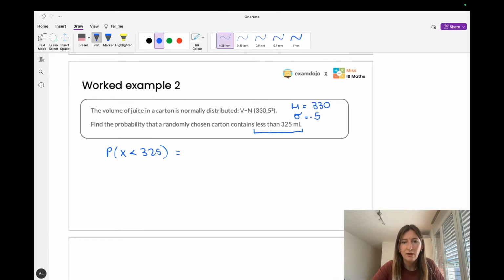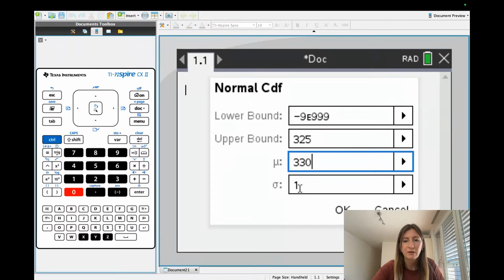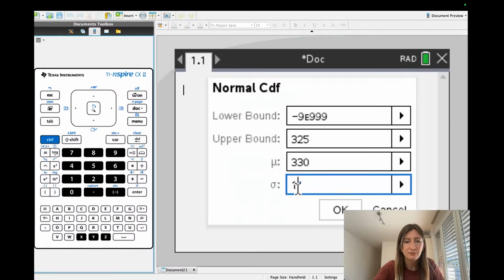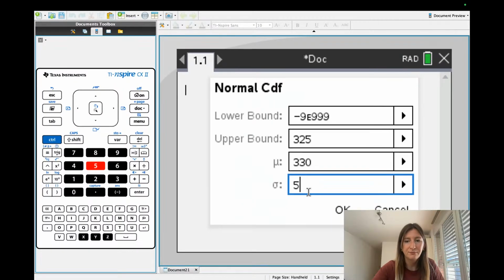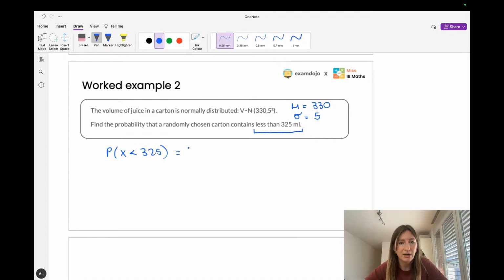Then our mean was 330. And our standard deviation was 5. There we go. All right, so we get normal CDF from a very large negative number to our value that we're interested in, with our mean and our standard deviation. 0.1586. We want 3 significant figures, so that will be 0.159. So we write 0.159.